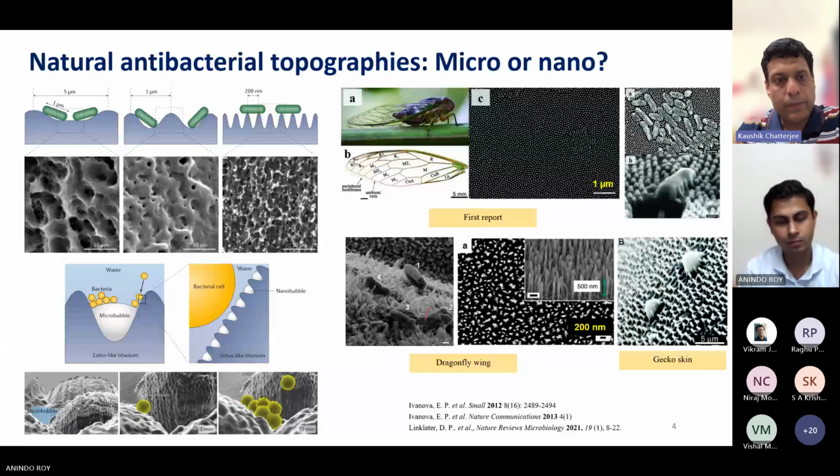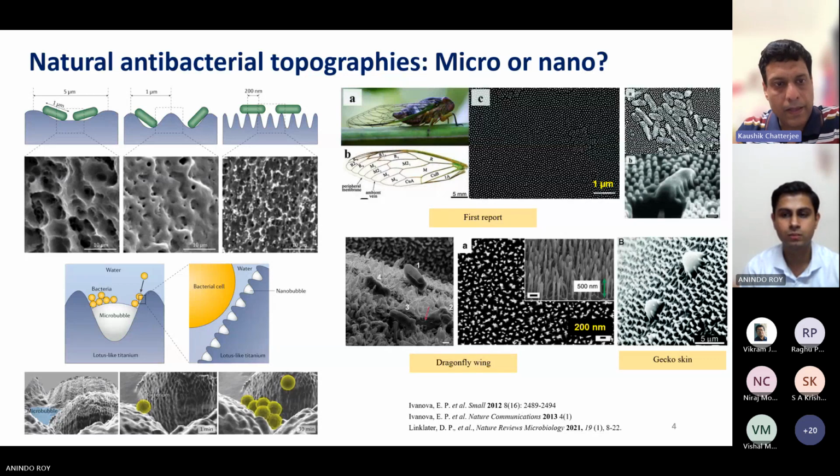Then there are length scales where they are about just at the size of a bacteria, so maybe about a micron. And then there are newer surfaces or newly discovered surfaces where the length scale is a few hundred nanometers, such that they are much smaller than that of the bacterial cell. So this has many implications.